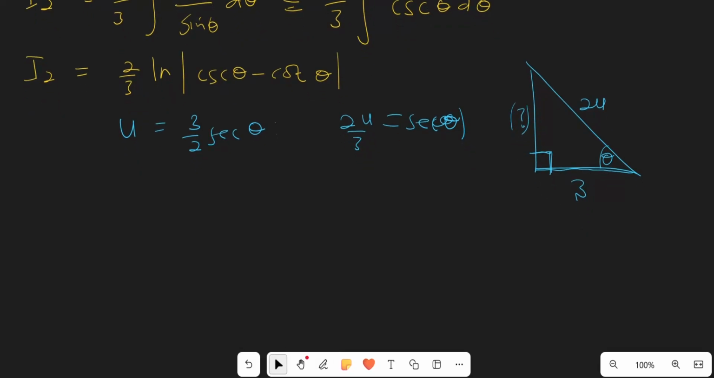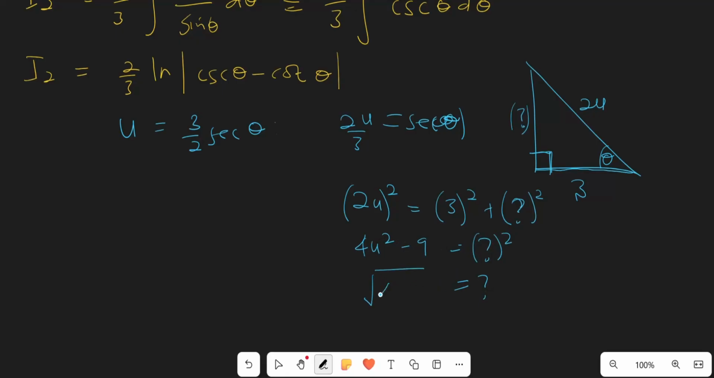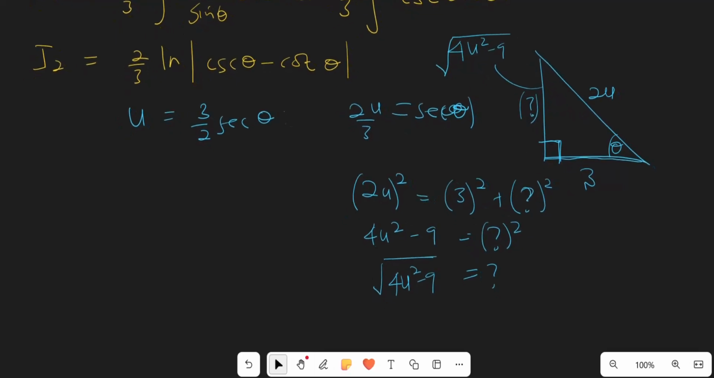We can use the Pythagorean theorem. So 2u squared, which is the square of the hypotenuse, is equal to the sum of squares of the other two sides: 3 squared plus, we really don't know the opposite, so we can just call that a question mark for now. This is 4u squared minus 9 is equal to this. And we can find our opposite side, which is the square root of 4u squared minus 9. Now we are ready to find what cosecant theta is and what cotangent theta is. Let's do that in yellow.